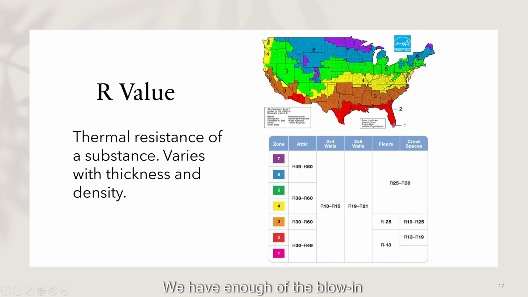We have enough of the blow-in insulation, or we have spray foam insulation up in that space to maintain these different values. If we're looking at 2x4 walls, we want an R13, R15 value. 2x6 walls, 19 to 21. Then going over to floors and crawl spaces, we have R25 to R30. If you ever purchase any of the insulation from the big box stores, you'll see that there is an R value on the side of it telling you how much heat loss you're going to achieve with the different R values.